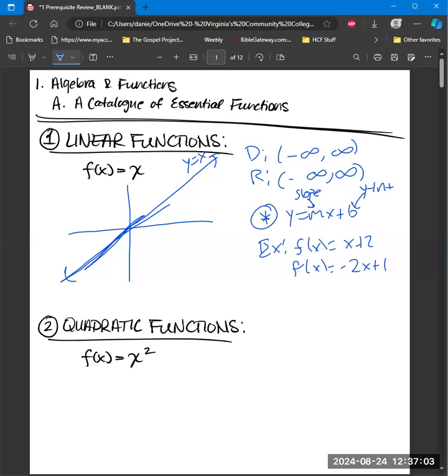We can also express a linear function in point-slope form. y minus y1 is equal to m times x minus x1, where m is equal to y2 minus y1 over x2 minus x1. The slope is going to be our average rate of change. Later on, we'll talk about that.